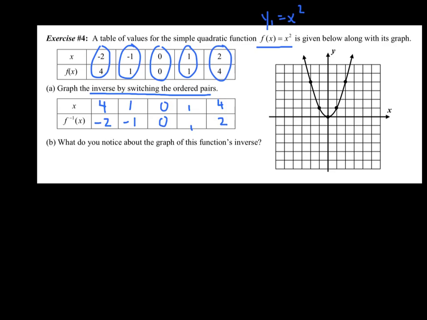All right, let's go ahead and plot those points. Let's see, 1, 2, 3, 4, negative 2. And let's go 1, negative 1, 0, 0, 1, 1, and then the last one was 4, 2. And what I've created is kind of a sideways parabola here. All right, so that's my answer to part A. It was just a nice sideways parabola. And now they ask me, you know, what do you notice about the graph of this function's inverse?